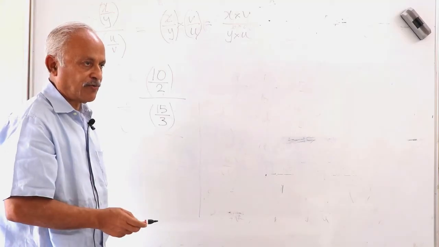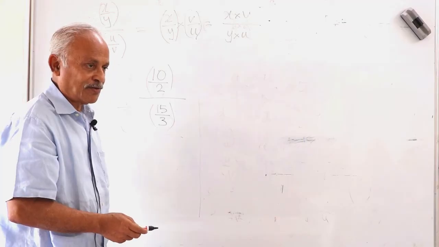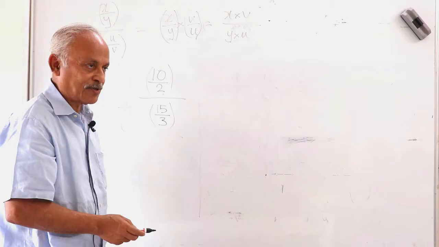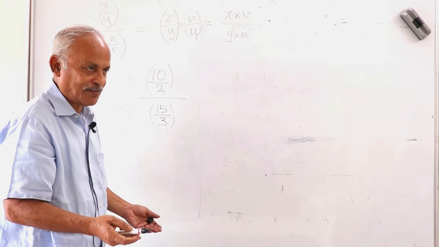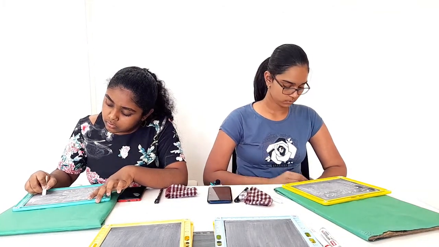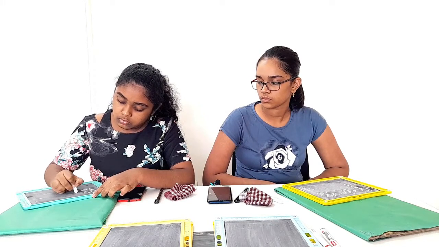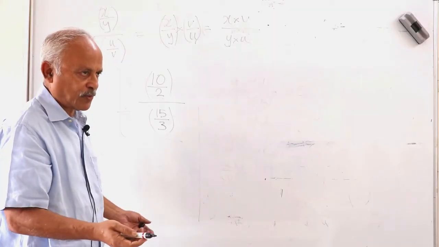Okay. What is 10 into 3? 30. What is 15 into 2? 30. So you get 30 upon 30, which is? 1 upon 1, which is 1. Right? So the answer is 30 upon 30, which is equal to 1 upon 1, which is 1.